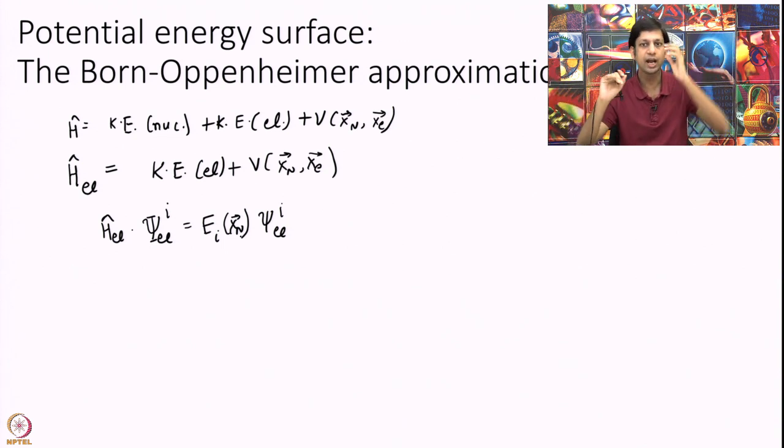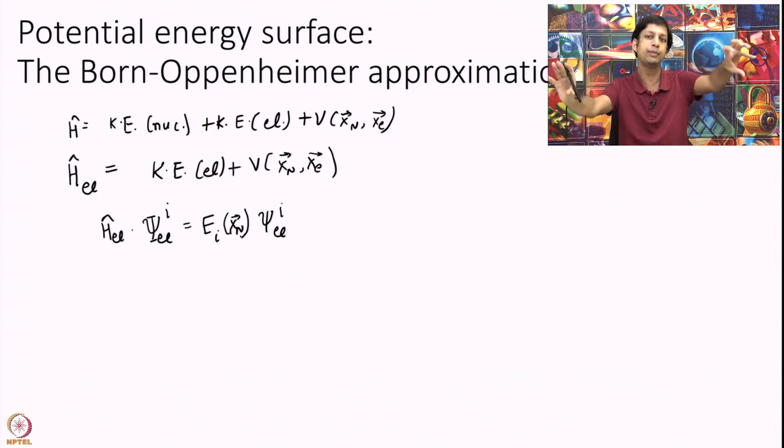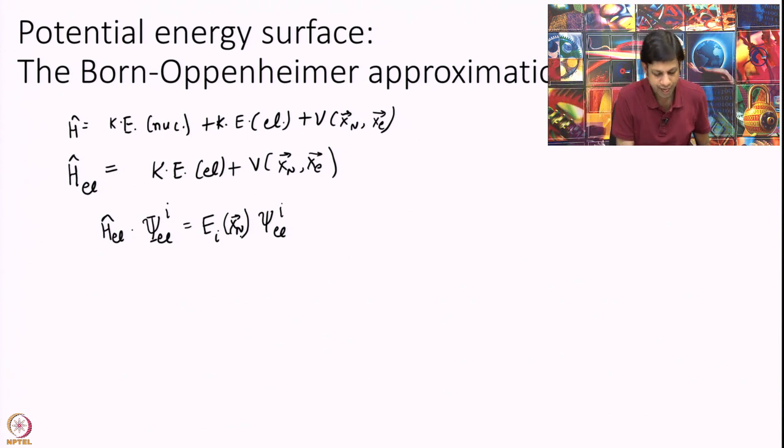I am only looking at the kinetic energy of electrons, that is, electrons are mobile, they have some kinetic energy, and I am looking at the net potential that the electron is feeling with respect to these clamped hydrogen and fluorine. And I solve H psi equal to E psi for this Hamiltonian. There are ways of doing it, let us not get into how to solve that, but this actually can be solved using a computer. This is by the way called electronic structure theory, solving this equation.